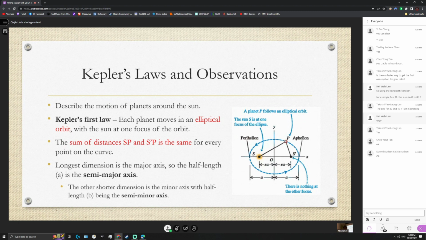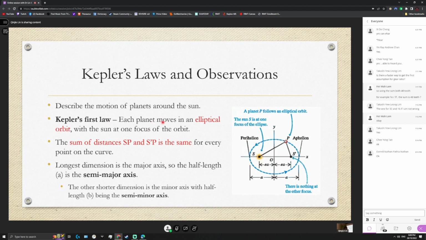Can I move to another section? These are some new laws and observations that govern how planets move with respect to each other or with respect to the sun. These are Kepler's laws. They describe the motion of planets around the sun. Why do the planets move around the sun? They are actually following all these laws that we are going to see.